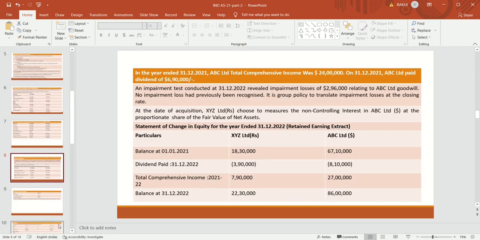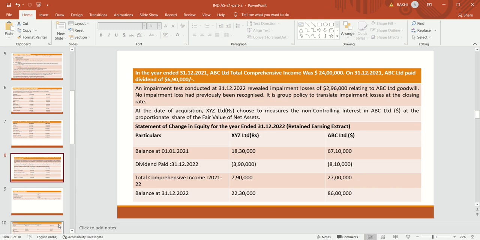Then in the year ended 31st December 2021, ABC Limited's total comprehensive income was $24 lakhs. And on 31st December 2021, ABC Limited paid a dividend of $6,90,000. An impairment test conducted on 31st December 2022 revealed an impairment loss of $2,96,000 relating to ABC Limited's goodwill. No impairment loss has previously been recognized.